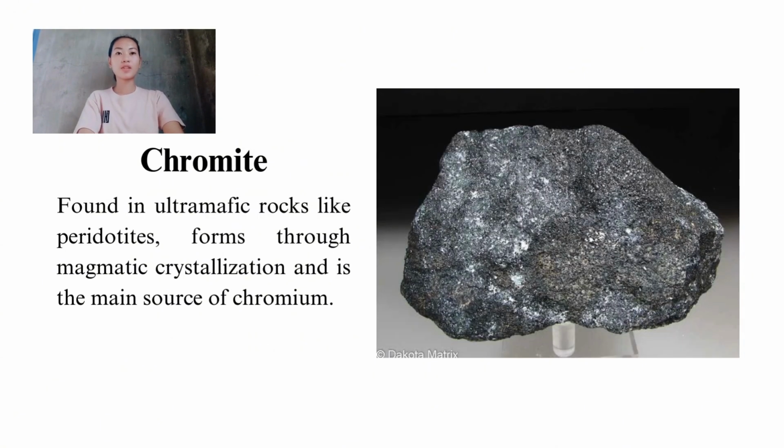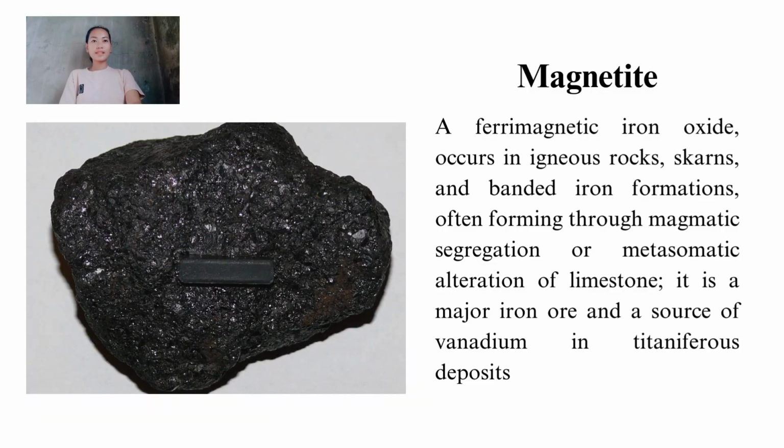Chromatite is the main source of chromium. It is found in ultramafic rocks like peridotites, formed through magmatic crystallization. Next is magnetite. It is a major iron ore and a source of vanadium in titaniferous deposits. It is a ferrimagnetic iron oxide that occurs in igneous rocks, skarns, and banded iron formations, often forming through magmatic segregation or metasomatic alteration of limestone.